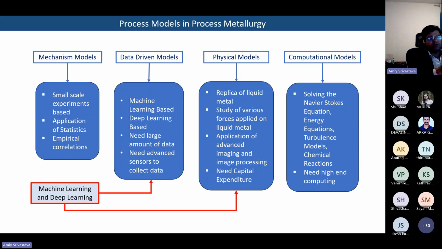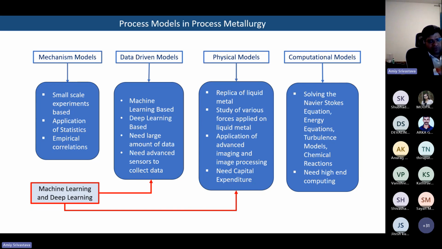So we make a flow domain. Suppose we have a tundish. A tundish has a dimension, shape and size. We make a 3D diagram of that tundish on our computer, and then we make a mesh, like a grid, on that particular geometry. And after that, at each node, we calculate the solution of that Navier-Stokes equation.